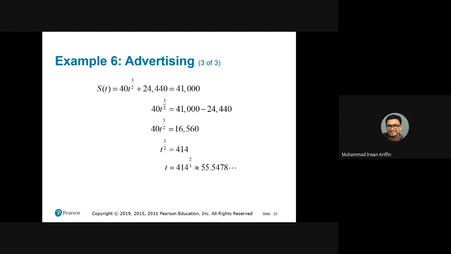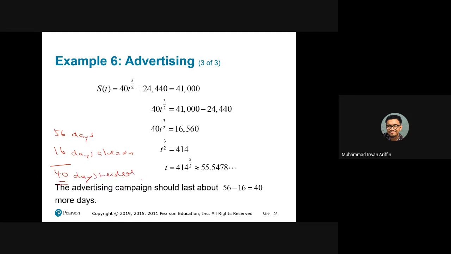Okay, 56 days. So the campaign has already lasted for 16 days, isn't it? So 16 days already. So how many days left? Another 40 days needed. And that's basically the answer to the problem.